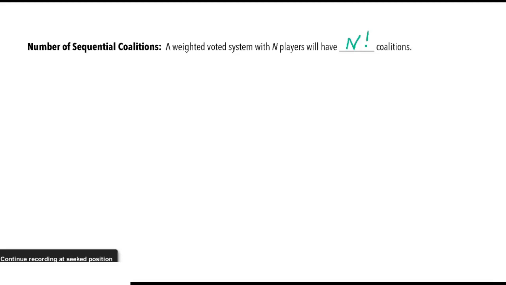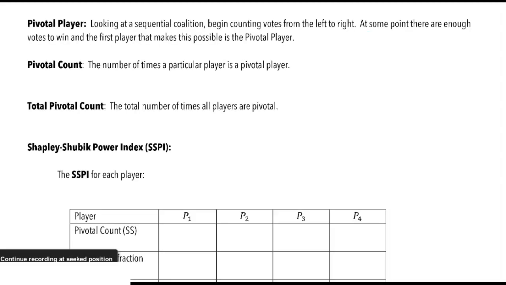Now let's start calculating our Shapley-Shubik power index for each player. Like I mentioned previously, Shapley-Shubik power depends on the idea of the pivotal player. If we're looking at a sequential coalition, we want to begin counting votes from left to right. At some point in that coalition, there are enough votes to win, and the first player that joins and makes that possible is the pivotal player. For each player, the number of times they're pivotal is that player's pivotal count.